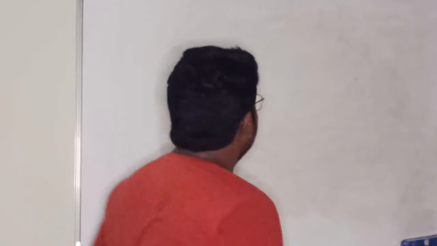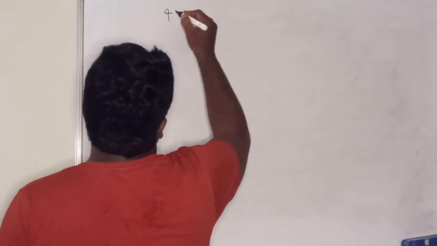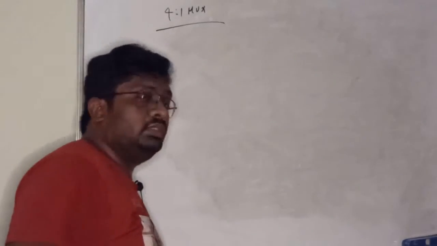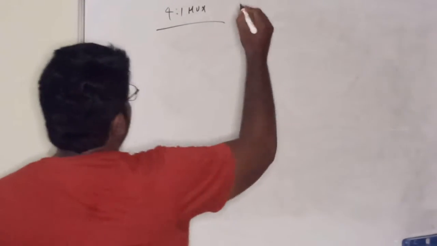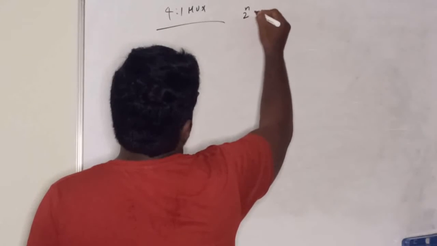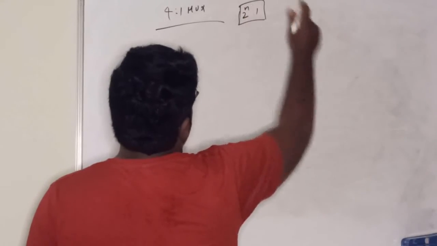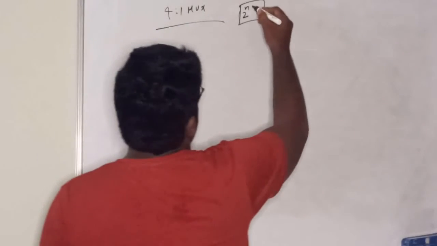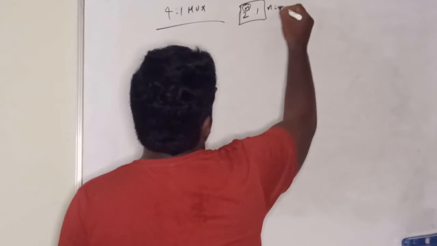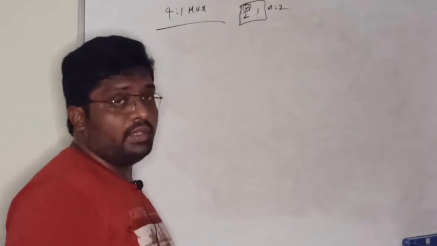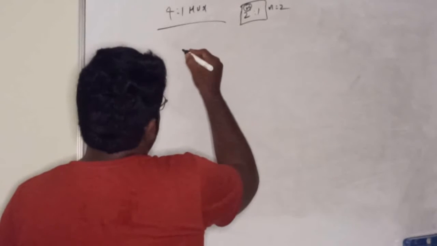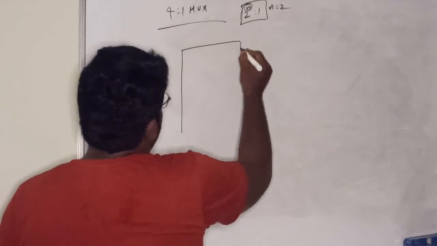Now let us see the 4:1 mux. Here 4 means 2 power n to 1 mux, as we discussed at the start of this chapter. Here n is equal to 2. If we take n equal to 2, then it will be the 4 by 1 mux. So the block diagram will be like this.